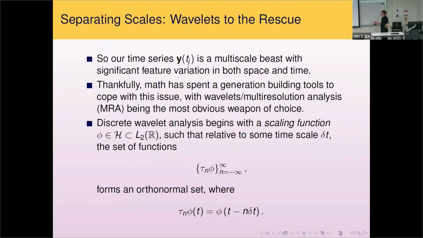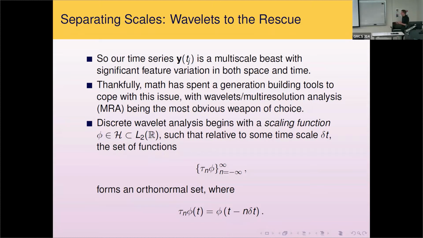Discrete wavelet analysis begins with the idea of a scaling function of some Hilbert space, where everything is going to be done relative to a fixed time scale. For us, that's that 15-minute sample rate. We can't go faster than that. And so everything else we do in terms of scales is going to be longer than that 15-minute cycle, or whatever that limitation is in your data.